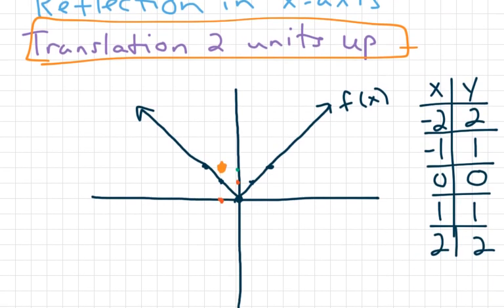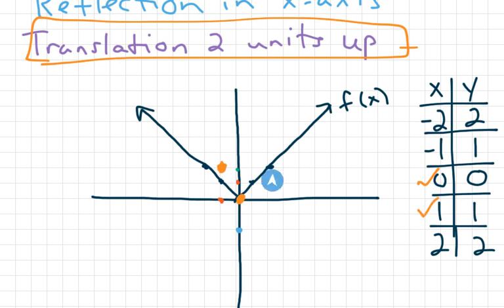Reflection in the x-axis. I'm 2 above the x-axis here, so when I reflect it, it's now going to be 2 below the x-axis, so that's there. And then the last thing, a translation 2 units up. So I go 1, 2, and I happen to find myself at the origin. So I've taken care of this one.